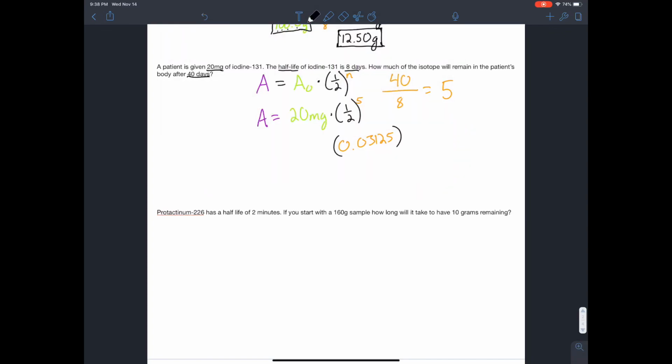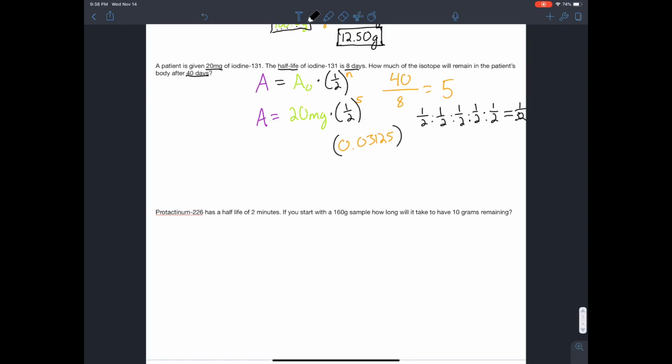If we did it out the long way, it'd be 1/2 times 1/2 times 1/2 times 1/2 times 1/2. Okay, 2 times 2 is 4, times 2 is 8, times 2 is 16, times 2 is 32. So again, we're working with 1/32, which we've seen a couple times before. So we have 1/32 of our initial value, which is 20 milligrams. That's how much is going to be left, 1/32 of that. So let's do the math on that, multiply by the decimal, or you could divide it by 32, whichever way makes more sense to you, I suppose.